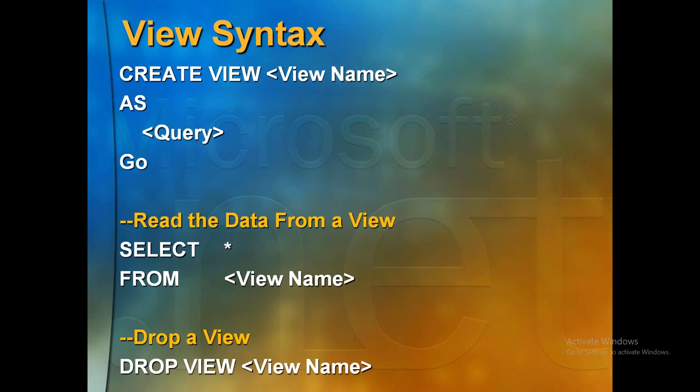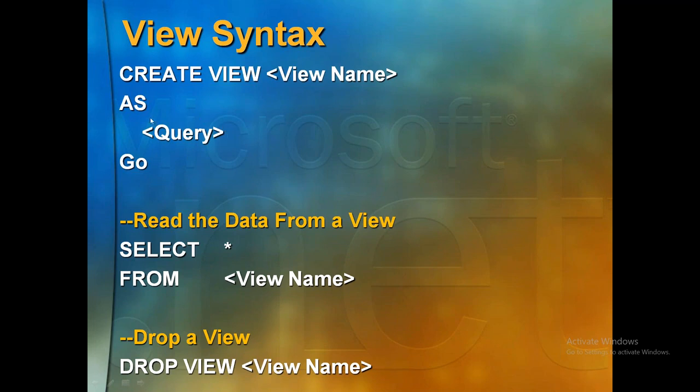Am I clear? So you should know how to call the view, that is, how to read the data from the view. Select star from the view name. You can write a table name here, and you can also write the view name here. So views can be called as part of select. That is the beauty. Drop a view: drop view name.